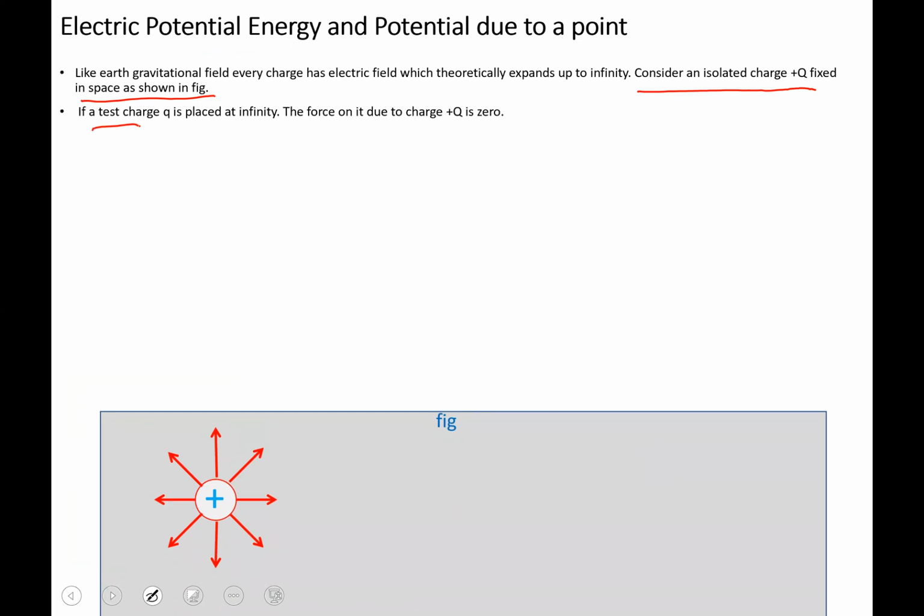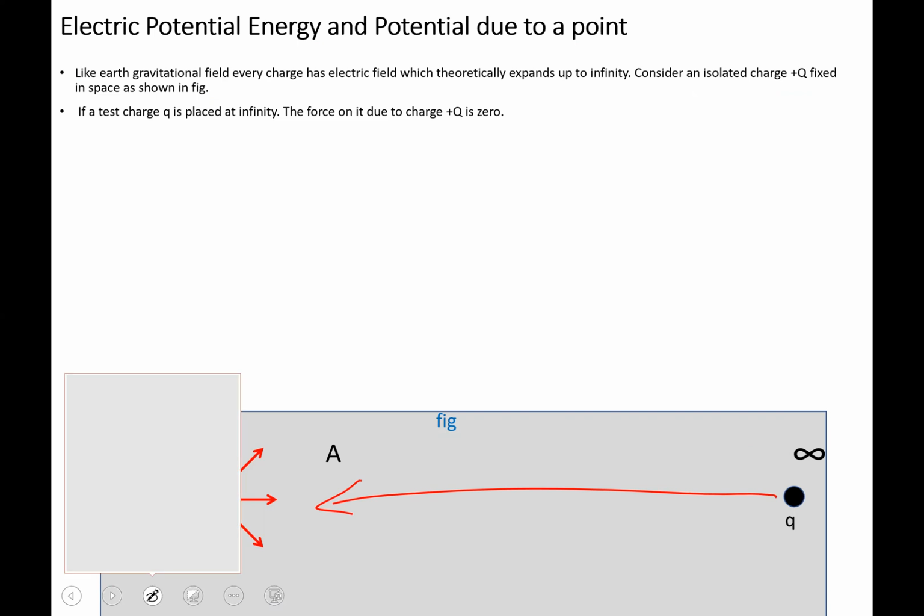If a test charge q is placed at infinity, the force on it due to the isolated charge Q is going to be 0. So if we place a positive test charge at infinity like this, then the force between this charge and the isolated charge will be equal to 0.